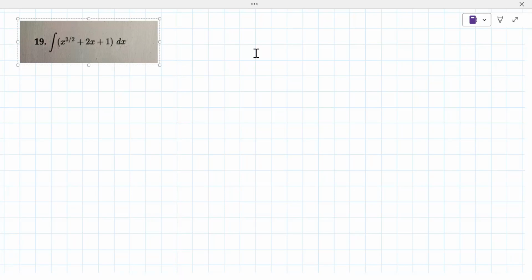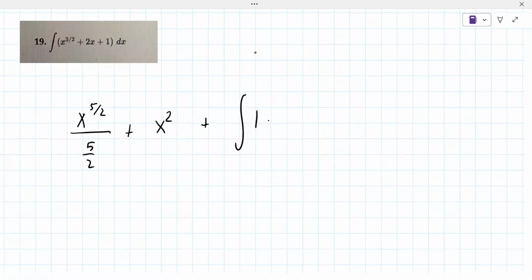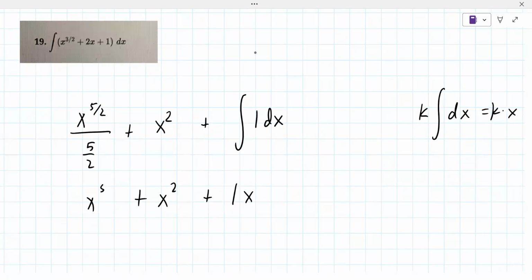So x to the 5 halves over 5 halves plus x squared over 2. The last one is the integral of 1 dx. But doesn't it become x squared over 2? The integral of dx is just x, and if you have a constant, which in this case would be a 1, it comes with it. Oh, so it just becomes x then. Yes. Now, you do have to simplify the denominator here.